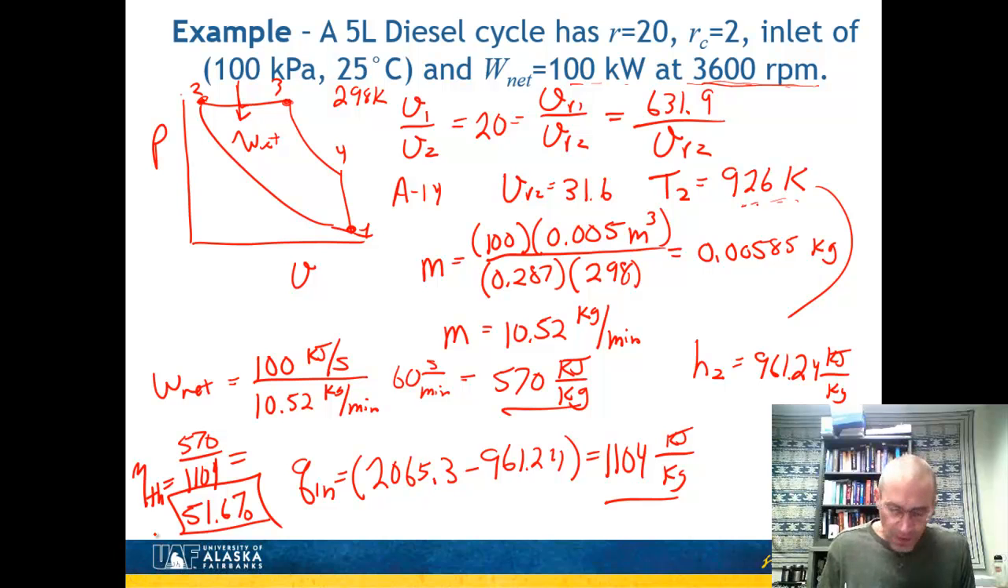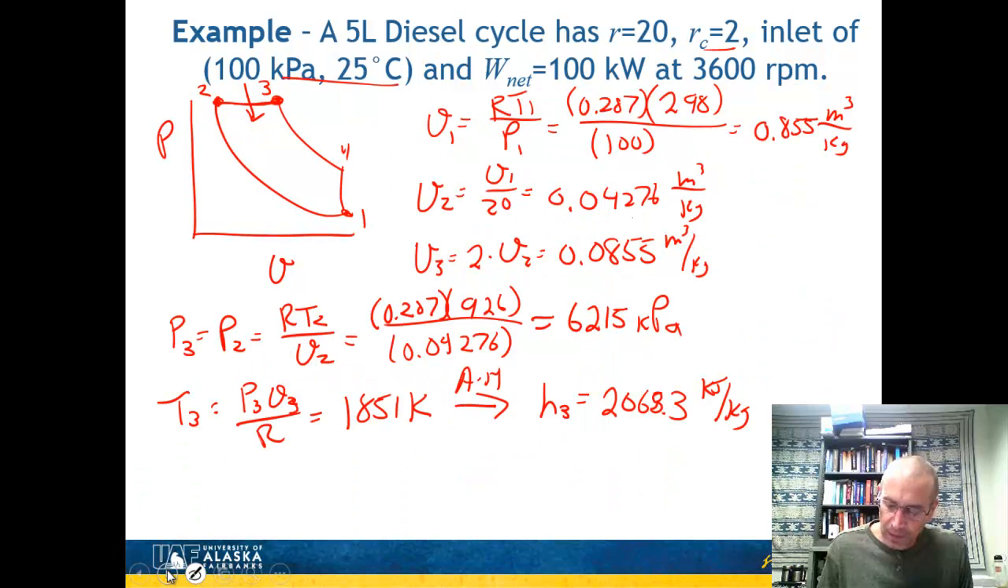Alrighty. So this was done a little bit differently than what we did before in the Otto cycle, but we were given an extensive value right up here. So we use these ideal gas relations and our variable heat capacity isentropic compression to go from 1 to 2. Alrighty.